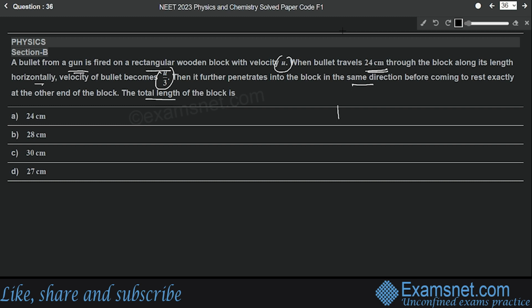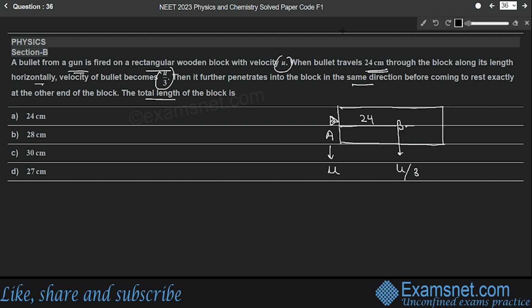So we have a rectangular wooden block. Suppose this is the block. Here a bullet is fired on one end of the block. Suppose this is point A where the bullet has been fired. Here the velocity of the bullet is u. Then it travels a distance of 24 centimeter, and then the velocity becomes u by 3. So let's say this is point B where the velocity becomes u by 3.